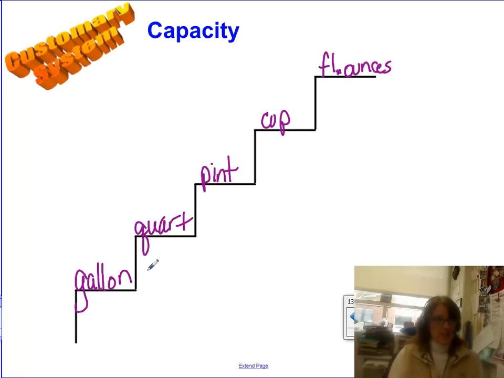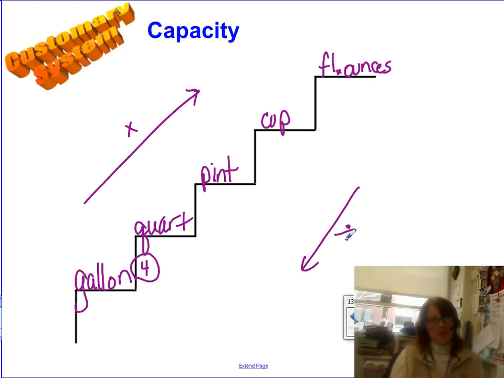Gallons to quarts. The magic conversion number is 4. And by the way, going up or to the right is times, down to the left is divide. All right, now I almost have to sing a song here in my head to remember this. The magic number here is 2. 2 pints in a quart. Next one is 2. 2 cups in a pint. And this one is 8. 4, 2, 2, 8.